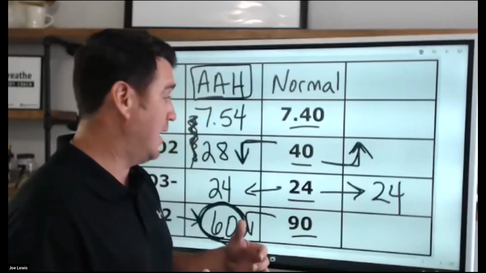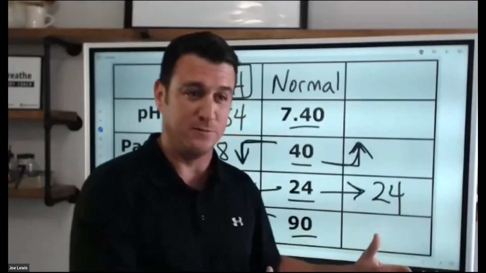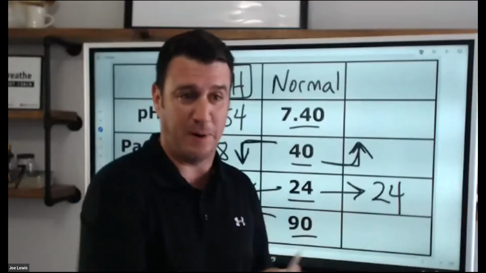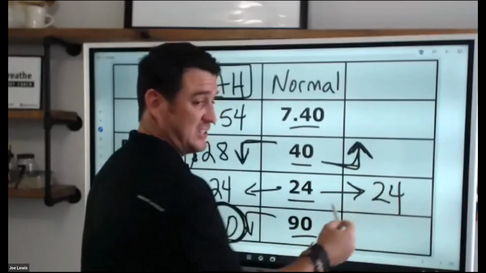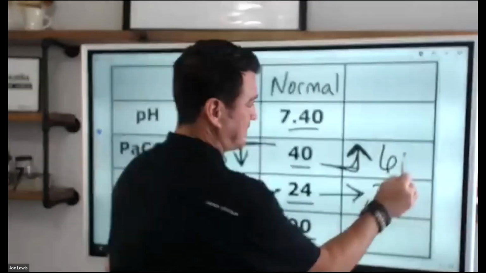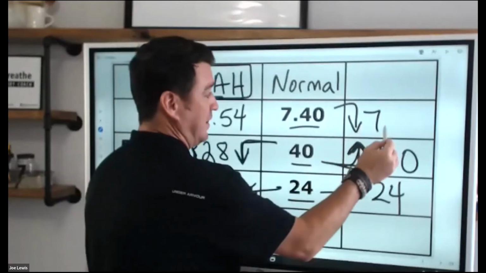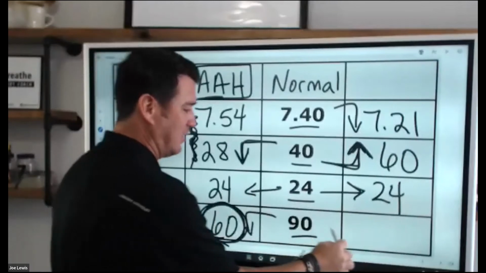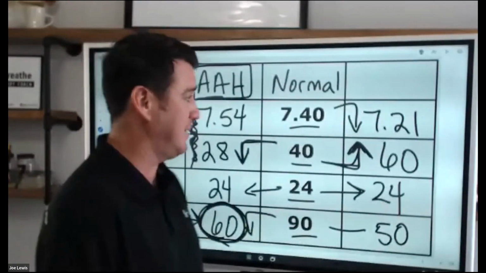Okay? CO2 moves quickly, more like a lightweight fighter. Really fast, doesn't carry a lot of power in its punch, right? But nonetheless, the CO2 goes up. Let's just say it goes up to 60. We're going to see that our pH is going to now go down to 7.21. And let's just say that our PaO2 is still over here. Let's say it's even worse now at 50, okay?